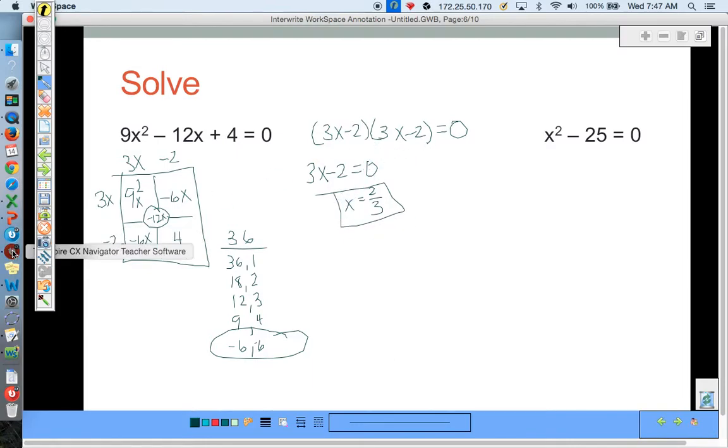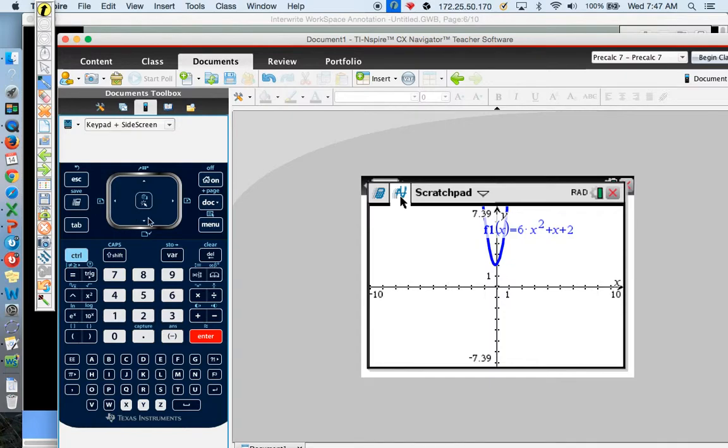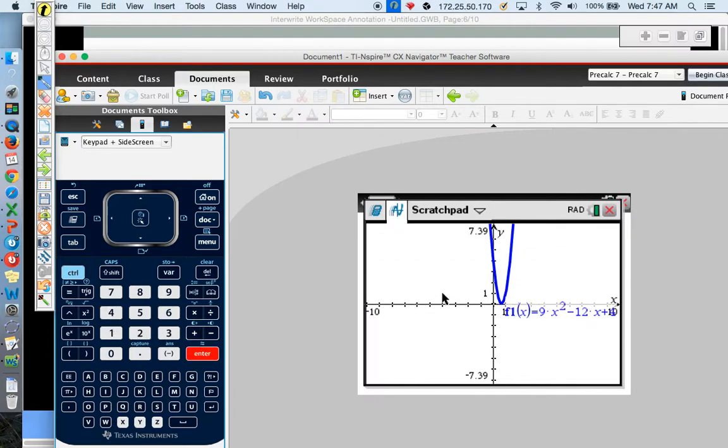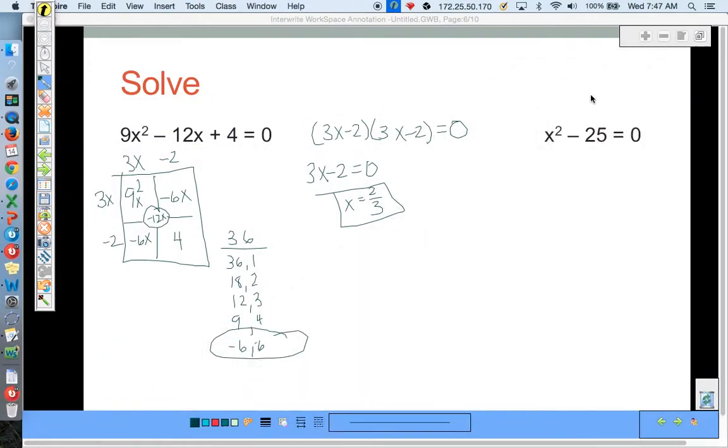So when we take a look at the graph of this one, let's see. We got 9x squared minus 12x plus 4. You notice how it's just hitting the x-axis only once. It's what's called a double root.